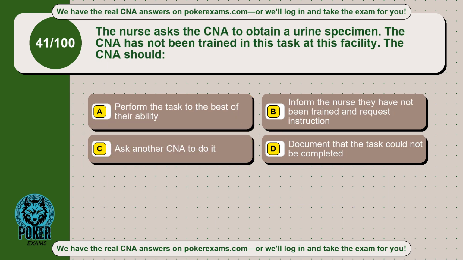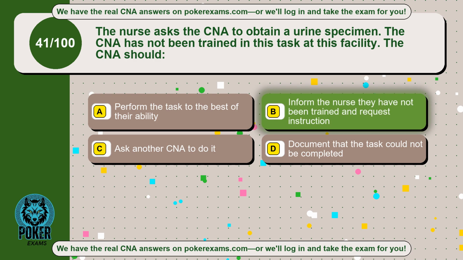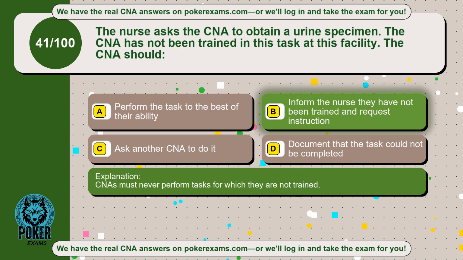Question 41. The nurse asks the CNA to obtain a urine specimen. The CNA has not been trained in this task at this facility. The CNA should: Option A, perform the task to the best of their ability. Option B, inform the nurse they have not been trained and request instruction. Option C, ask another CNA to do it. Option D, document that the task could not be completed. The correct answer is option B. Inform the nurse they have not been trained and request instruction. CNAs must never perform tasks for which they are not trained.